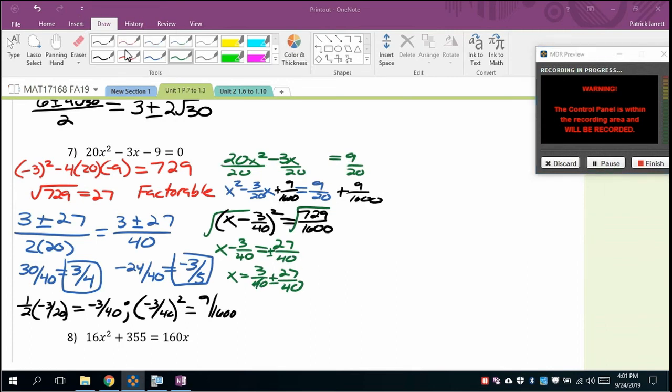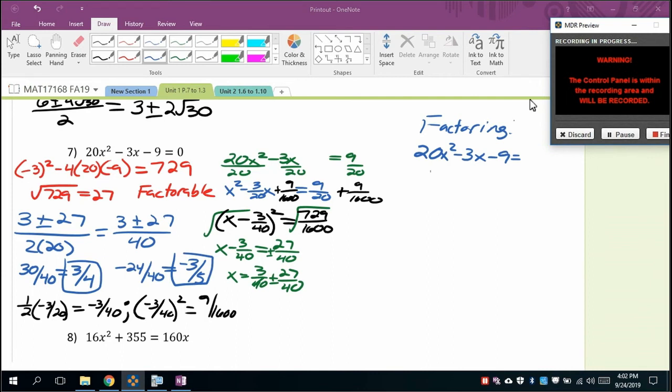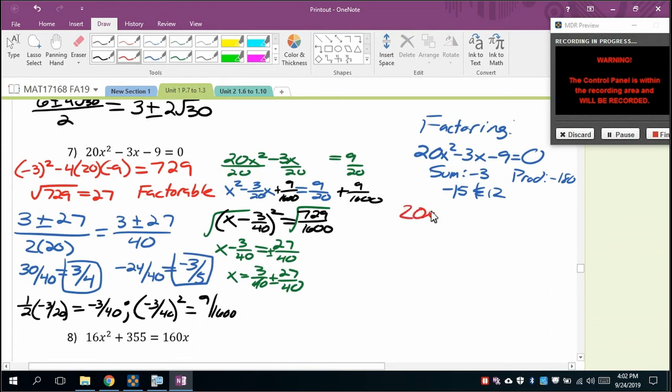Alright, so now we can do this by factoring, and I said it's factorable because the discriminant was in fact a perfect square. So 20x squared minus 3x minus 9 equal to none other than 0. So I need two numbers that have a sum of negative 3 and a product of negative 180. So the two numbers, 15 and 12. Well, negative 15 and positive 12.